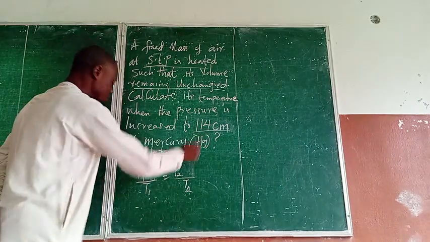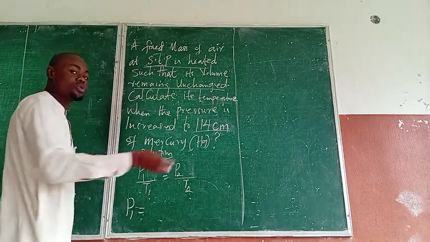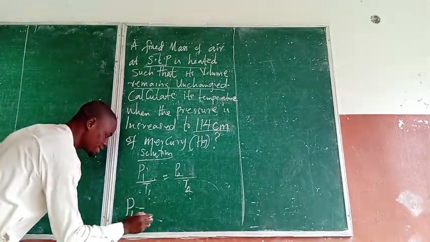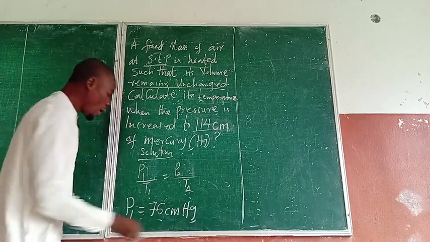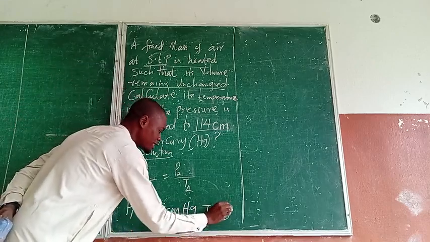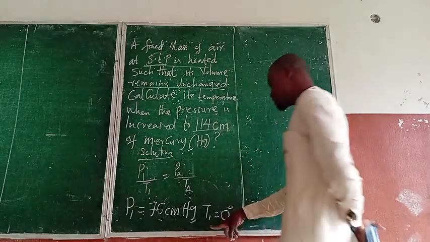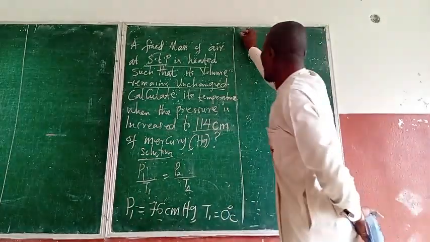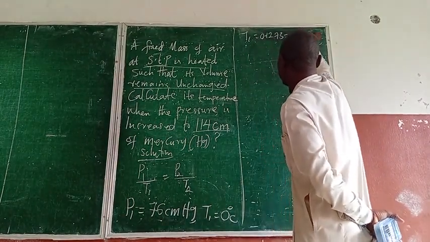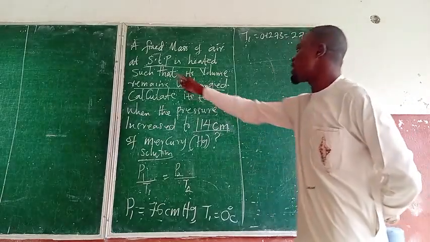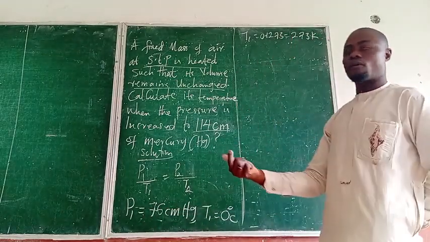So now that they measure in centimeter, my P1, because only this statement can make you get P1 and T1, P1 is equal to 76 cm of mercury, while T1 is equal to 0 degrees centigrade. How can you convert this temperature to Kelvin? We have T1 is equal to 0 plus 273, which is 273 Kelvin. From standard temperature and pressure, I get P1 and T1.